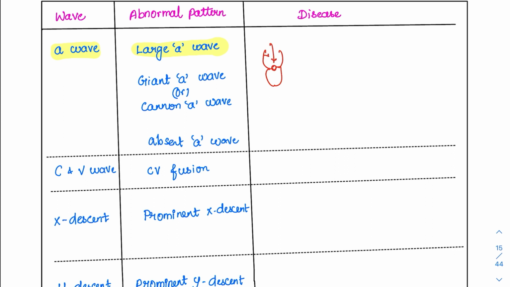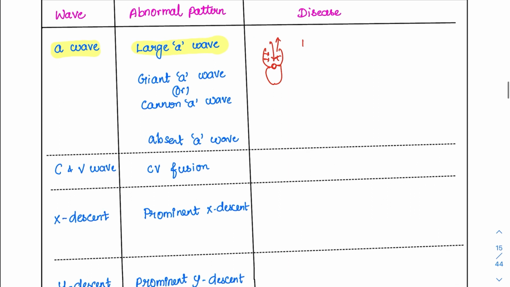Whenever it is trying to push the blood against high pressure, what is going to happen to the JVP? The JVP is going to increase. The A wave in the JVP is going to increase. So the large A wave is seen in tricuspid stenosis.